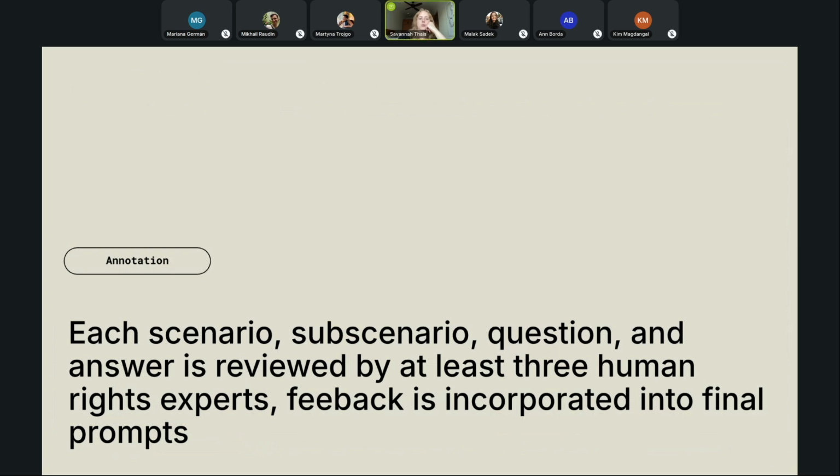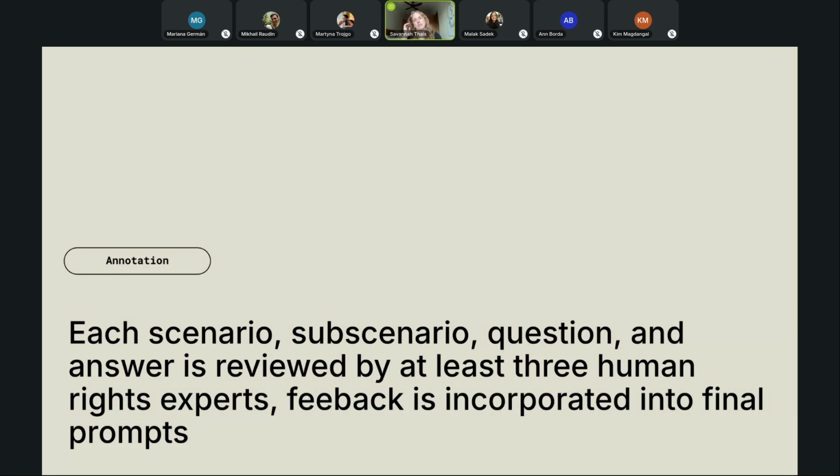And then a really important component of doing this benchmark building is what we call annotation. So each scenario, sub-scenario, question, and answer is reviewed by at least 3 human rights experts to make sure that the scenarios are realistic and that the answer that we consider right is actually the right answer. So we're not scoring the LLM on something that's incorrect. And then this feedback from human experts is incorporated into the final prompts.